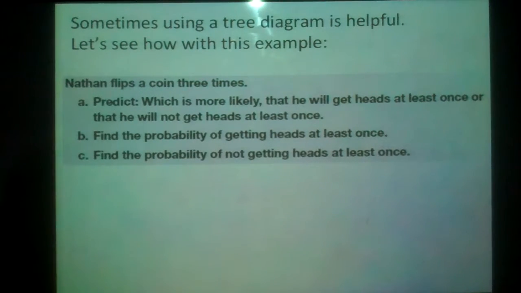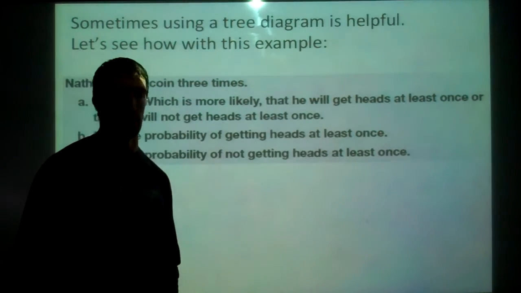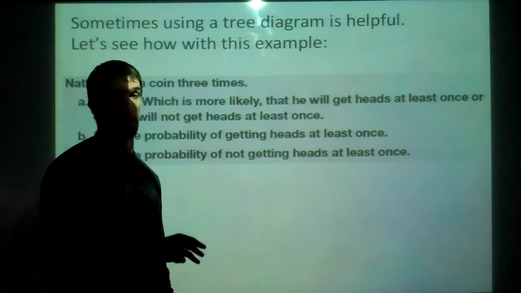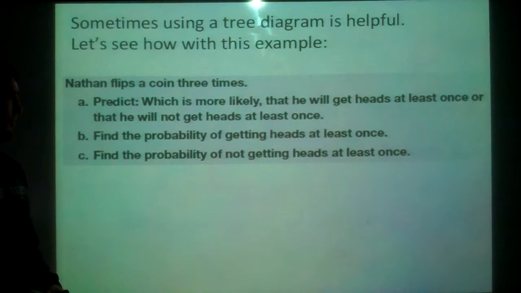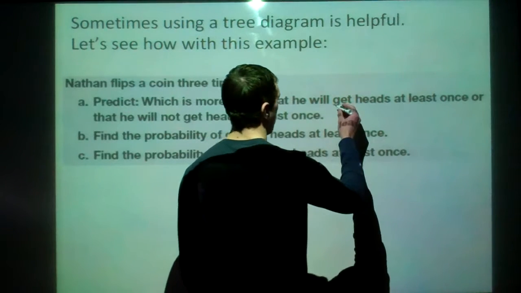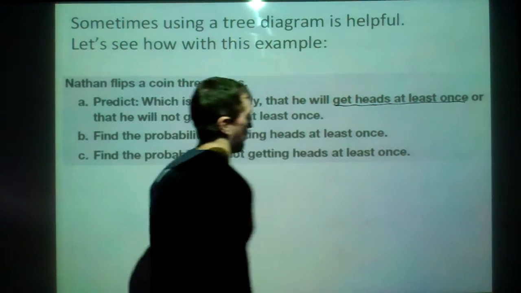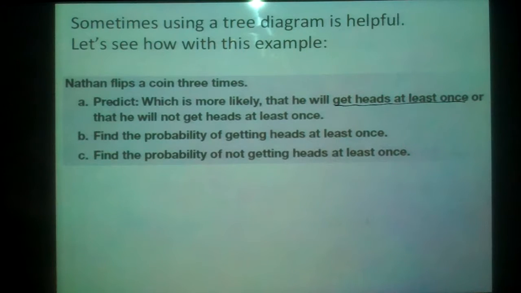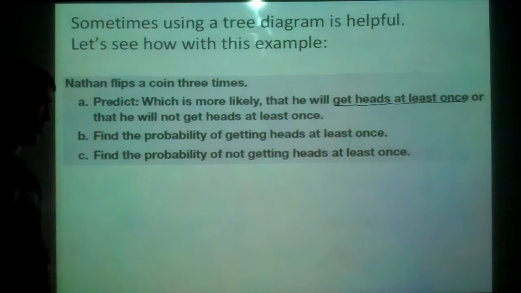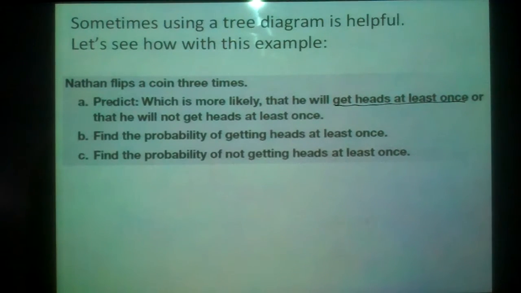Well, flipping a coin once, we've got a 1 in 2 chance, or a 50% shot of getting a heads or a tails, and he's flipping it 3 times. I would say that he will probably get heads at least once. So I would say for a prediction that would be accurate right there. And it wants us to find the probability of getting heads at least once, and the probability of not getting heads at least once. So what we have to do is figure out all the possible outcomes here. To do that, we're going to use a little tree diagram.